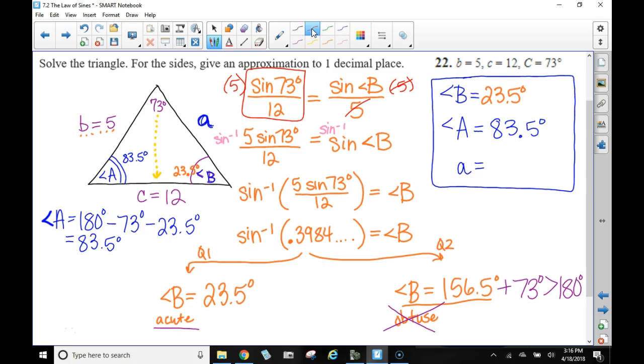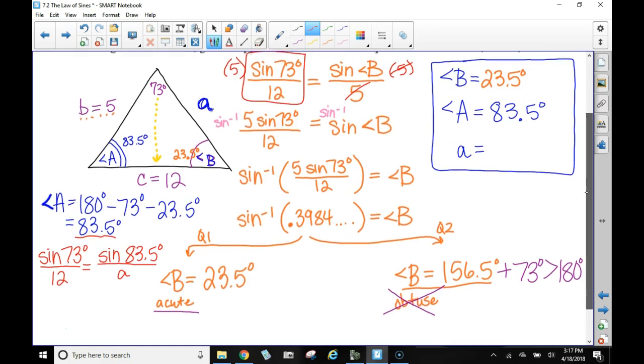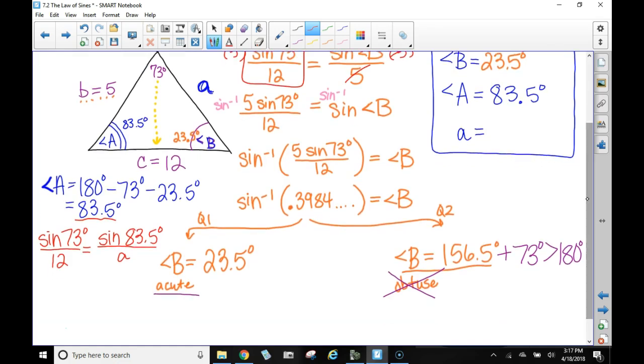Okay, but what we're going to finish doing is to solve for side A. I'm going to use my law of sines again. I'm going to say sine of 73 degrees, which is angle C, is to side C of 12 as the sine of angle A, which I just found to be 83.5 degrees, is to side A. Now to solve for side A, we're going to cross multiply and divide.